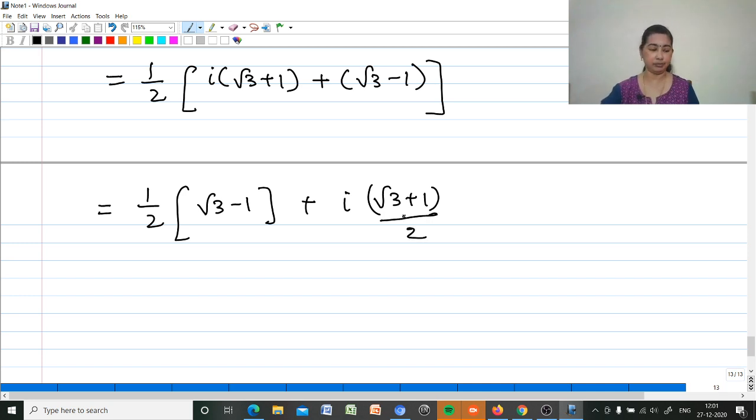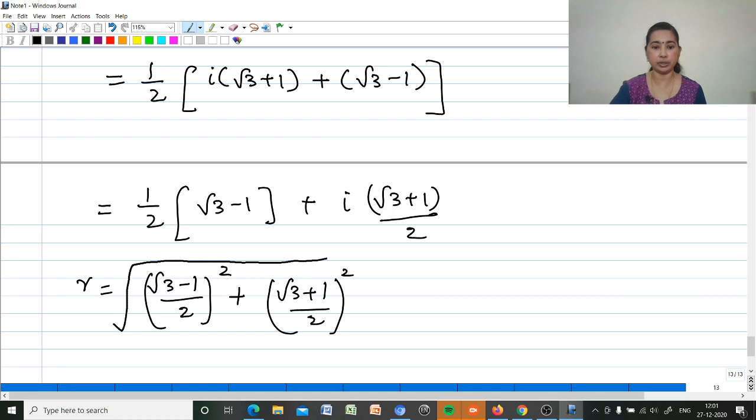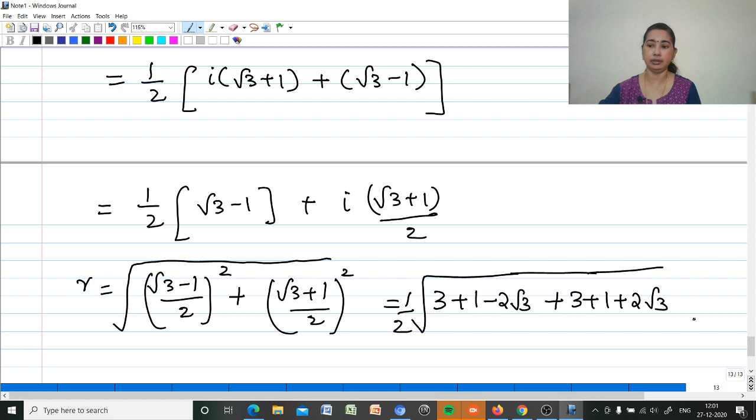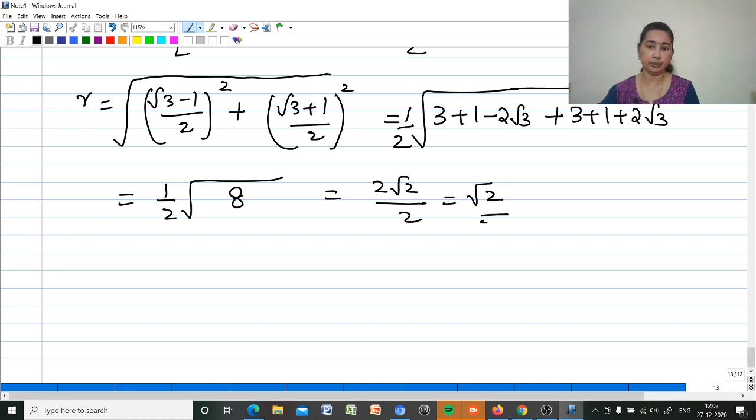Now it is in the complex number form, we have to find what is r. r is equal to square root of root 3 minus 1 by 2 whole square plus root 3 plus 1 by 2 whole square, it is the square root of x square plus y square. That's equal to root of, here denominators are 4, so taking 1 by 4 out it becomes 1 by 2. Then root 3 minus 1 whole square is 3 plus 1 minus 2 root 3, then plus root 3 plus 1 whole square is again 3 plus 1 plus 2 root 3. Minus 2 root 3 and plus 2 root 3 get cancelled, remaining 3 plus 1, 4 plus 4 is 8. So root of 8 is 2 root 2, 2 root 2 by 2, which is equal to root 2. So r is equal to root 2.